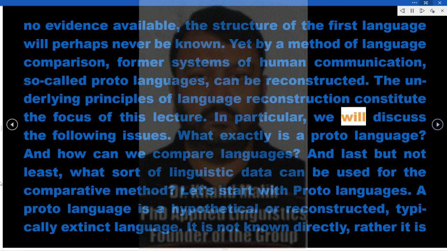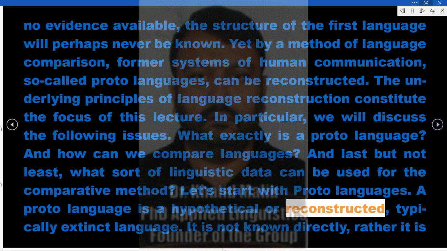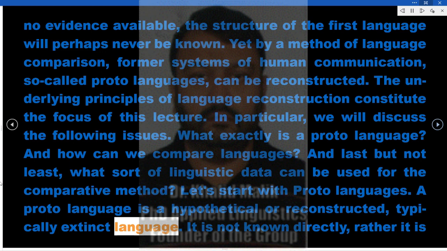In particular, we will discuss the following issues. What exactly is a proto-language? And how can we compare languages? And last, but not least, what sort of linguistic data can be used for the comparative method? Let's start with proto-languages. A proto-language is a hypothetical or reconstructed, typically extinct language.